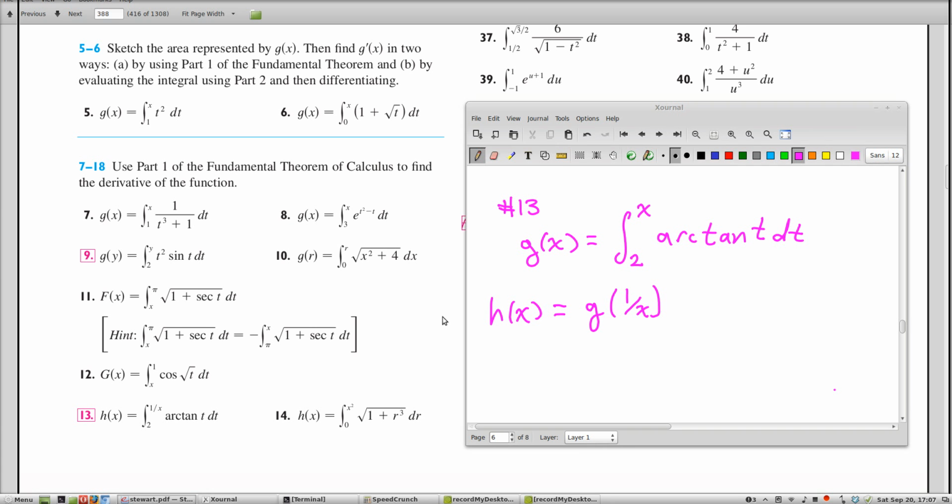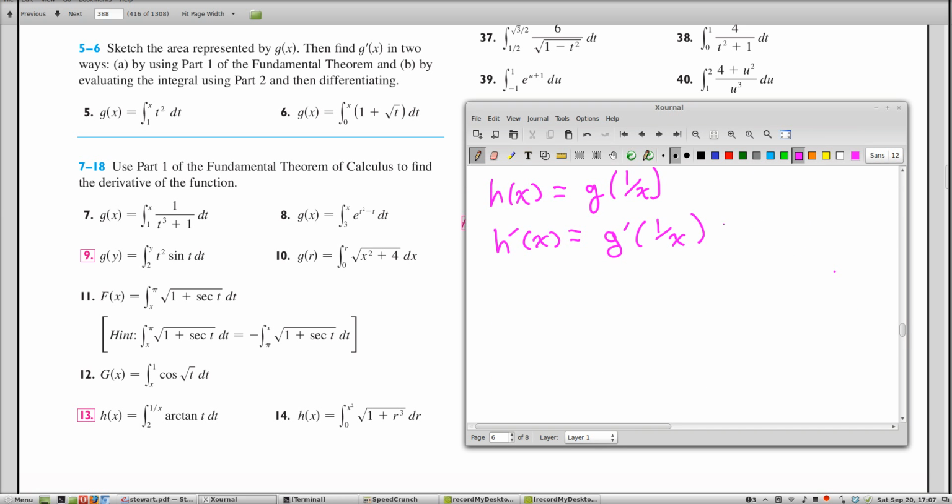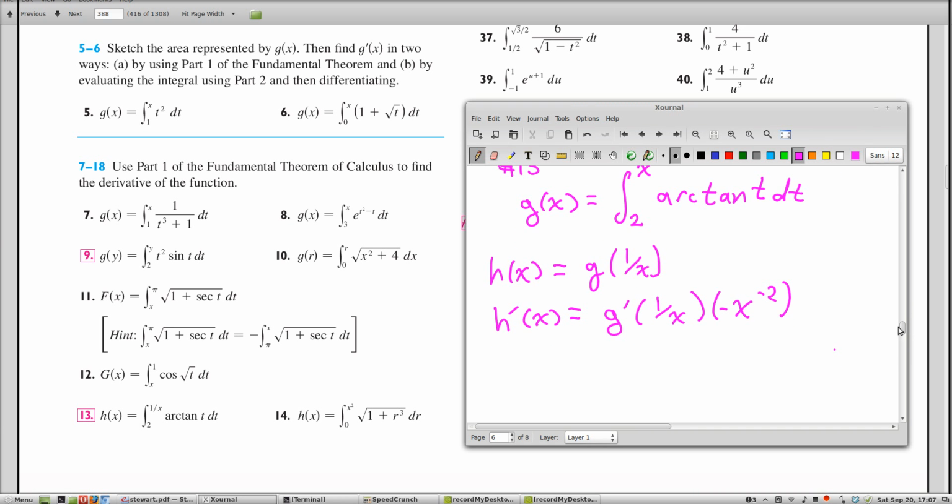All right, and so now we find h prime, which is what we're supposed to do. And I'm just going to use the chain rule from Calculus 1. So it says that this should be g prime of 1 over x, and then I should multiply times the derivative of the inside, and the inside is x to the minus 1, so that's going to be minus x to the minus 2. And now g prime, what is g prime? Sorry. G prime is just arctan x.